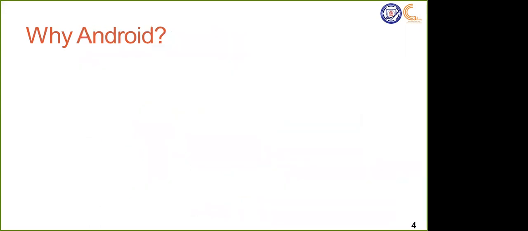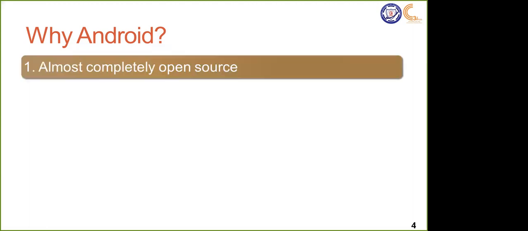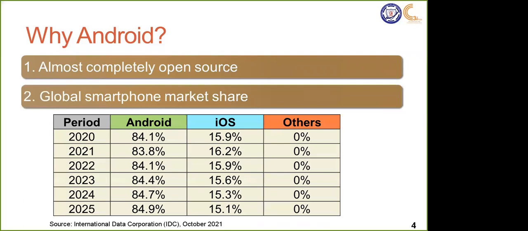Next, let's see why we are focusing on the Android operating system and not other mobile operating systems like iOS, Windows, etc. Because it is completely open source and based on the Linux operating system, and because of the global market share of smartphones. A report published by the IDC Corporation shows that in 2020, Android's share in the global smartphone market was 84.1%, and they predict that it will capture 84.9% of the smartphone market by 2025. This results in more attacks by attackers on Android devices as compared to other operating systems.